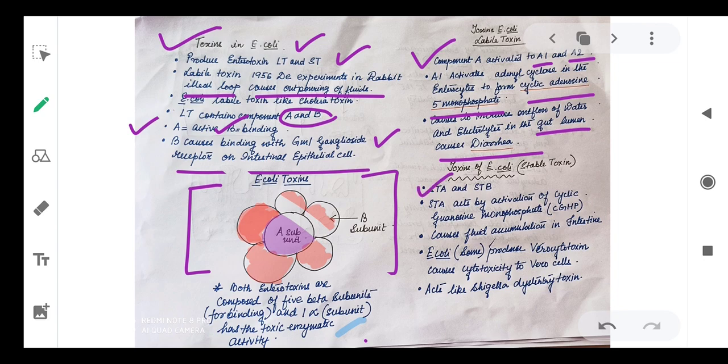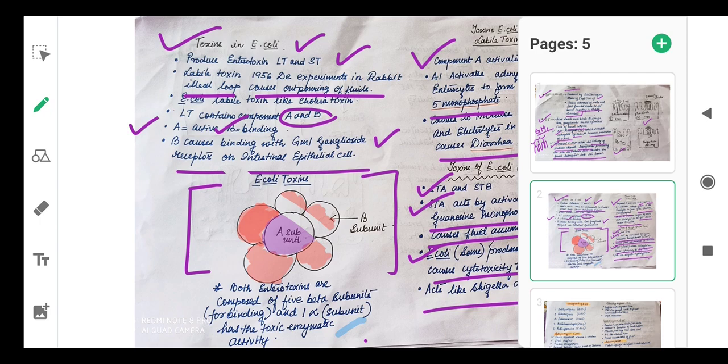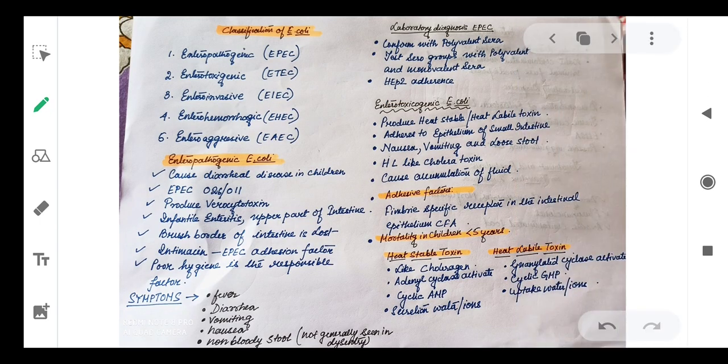So this is your STA and STB. STA acts by activation of cyclic guanosine monophosphate. So it is activating cGMP rather than cAMP, causing fluid accumulation. It is not imbalance or removal of fluid, it is rather accumulation of fluid in the intestine. E. coli also produces verotoxins, which cause cytotoxicity to the vero cells. It acts like a Shigella dysentery toxin. So it looks like Shiga toxin.